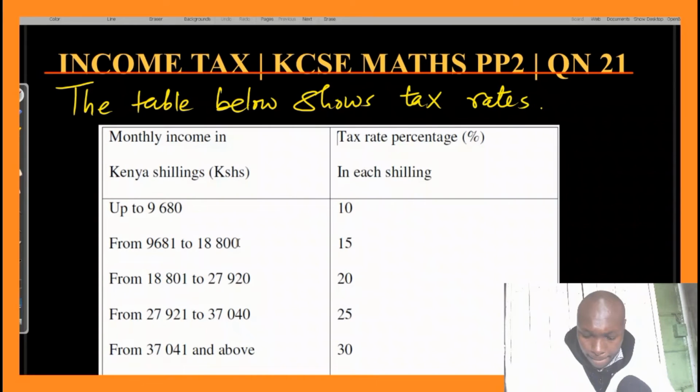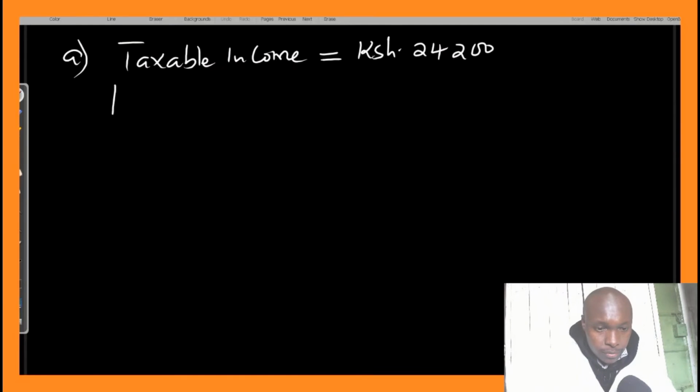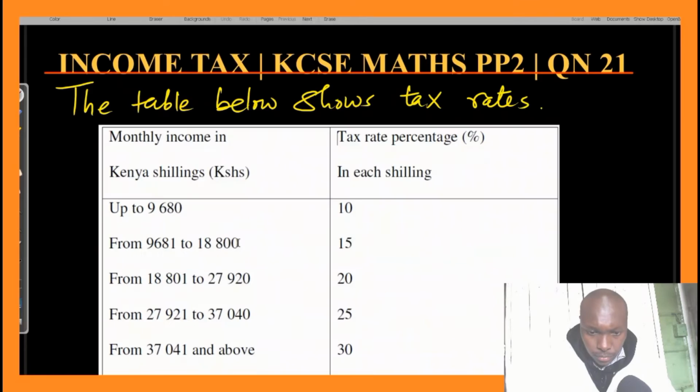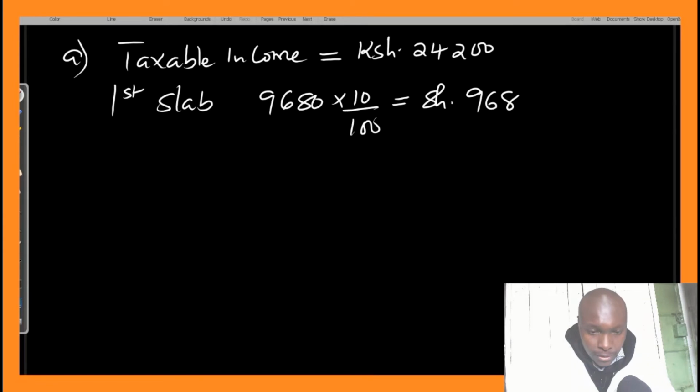So the first slab, we want to see how much tax she paid. The first slab is 9,680, taxed at the rate of 10%. So the tax paid for that slab is 968. Let's go to the second slab.